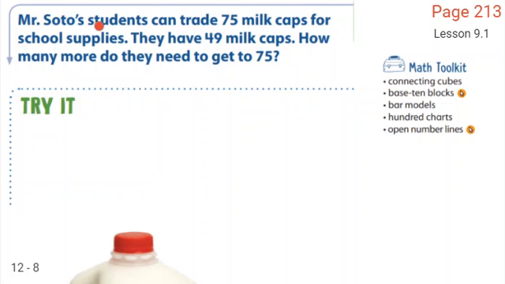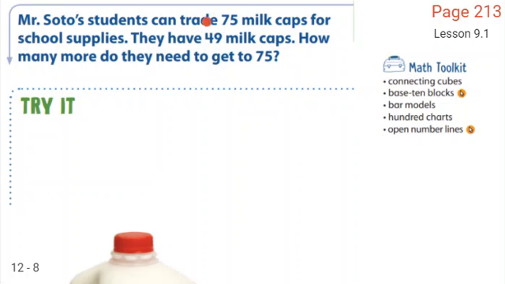So Mr. Soto's students can trade 75 milk caps for school supplies. They have 49 milk caps. How many more do they need to get to 75? So what do you think? Just think about it. I want you to try to write down what you think about this, or just take a moment. Okay. So let's go back through.